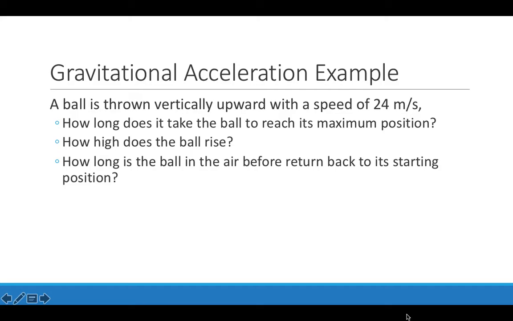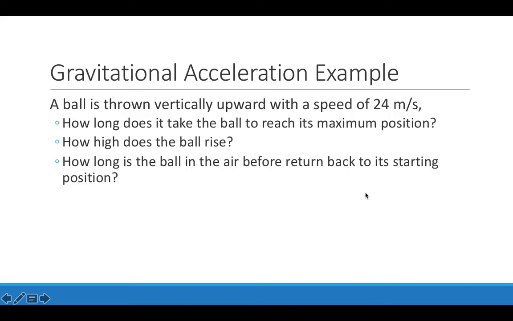Let's consider an example where an object acts under the influence of gravity, moving in one dimension, and it's given some initial velocity. Here our example is that a ball is thrown vertically upward with an initial speed of 24 meters per second, and we want to determine how long it takes the ball to reach its maximum position, how high the ball actually rises, and how long the ball is in the air before it returns to its starting position.